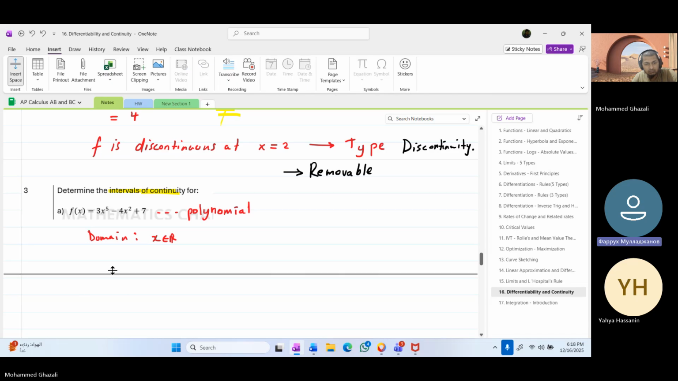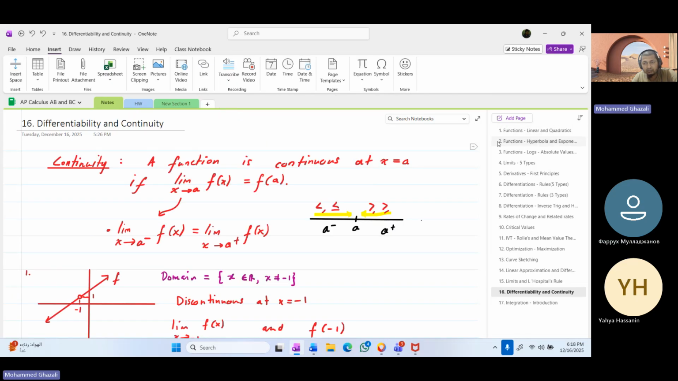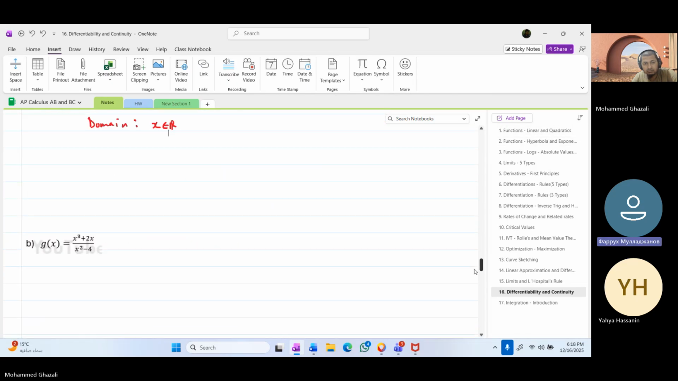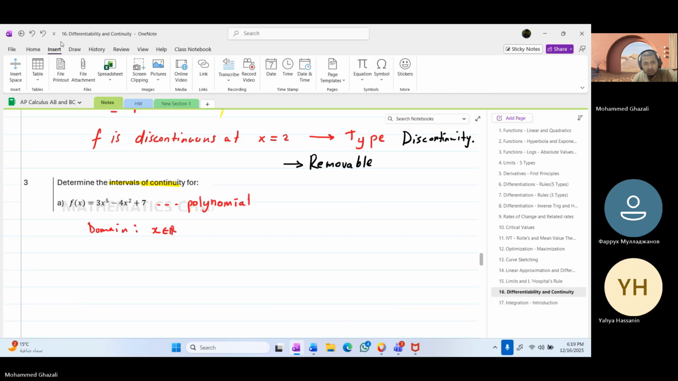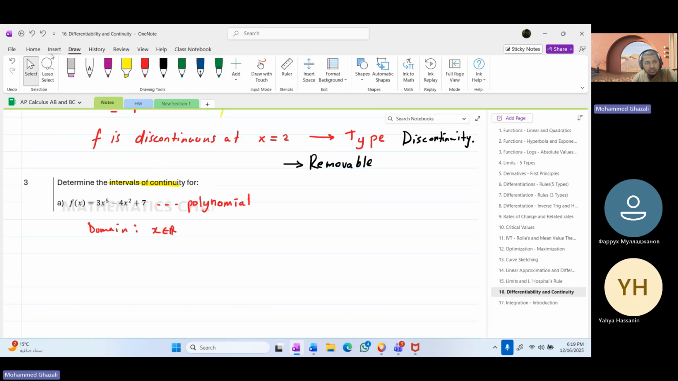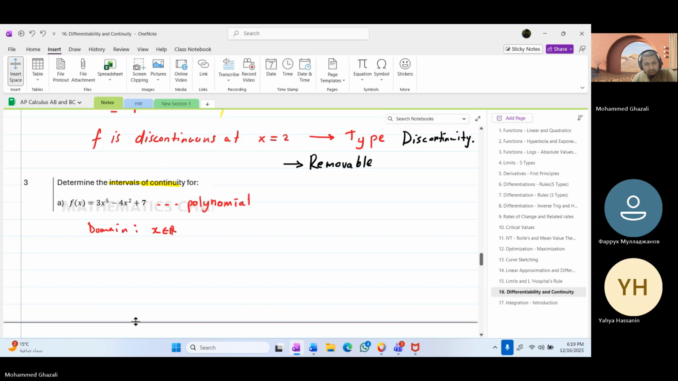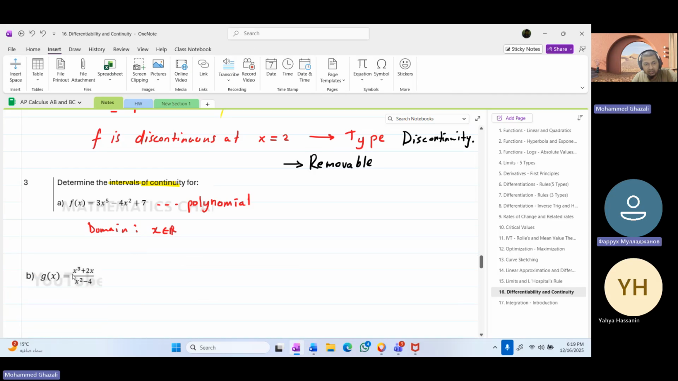So this is the answer? Yeah, that's the answer. Intervals of continuity means what's the domain? That's another way of asking you for the domain. You can write the answer like this, or you can write it from negative infinity to infinity.